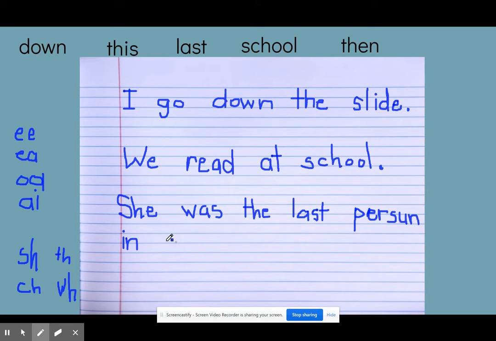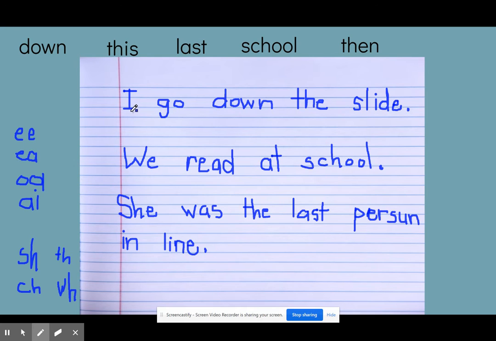And our last word is line. L-I-N. L-I-N. And think about the sound of that I. It's saying the I sound. So go ahead and try and spell the word line on your paper before I put it on mine. L-I-N. Okay, and so you should have put L-I-N. And then you should have added an E, because without the E it says Lynn. She was the last person in Lynn. So we want it to say line. So we add the E. She was the last person in line, and I'm going to end my sentence.